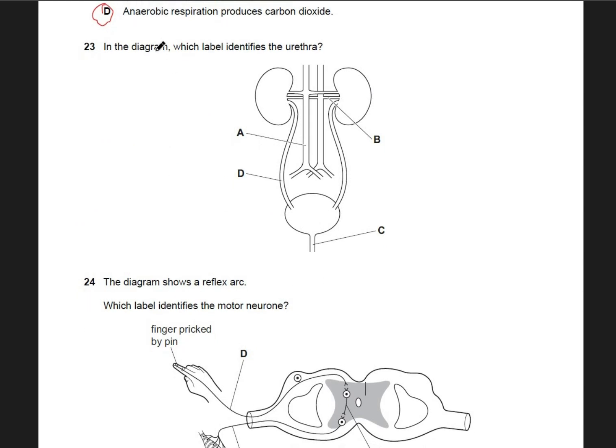All right, now question number 23 says, in the diagram, which label identifies the urethra? So the urethra is the last part of the excretory system, that is C. All right.